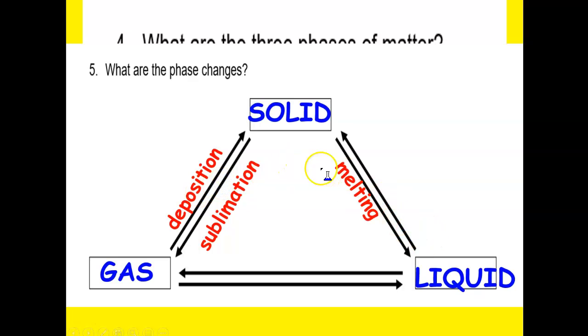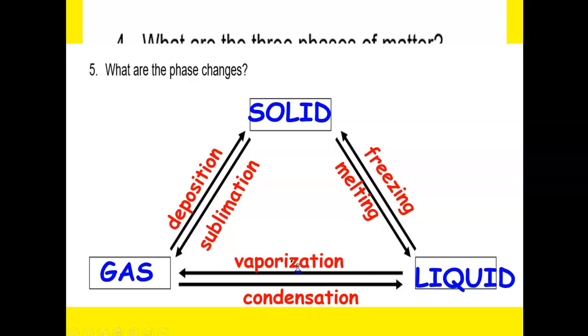When I go from a solid to a liquid, that's melting. When I go from a liquid to a solid, that's freezing. When I go from a gas to a liquid, that is condensation. But when I go from a liquid to a gas, that is called vaporization. It's also called evaporation, or you can also call it boiling, depending on how that phase change occurs.